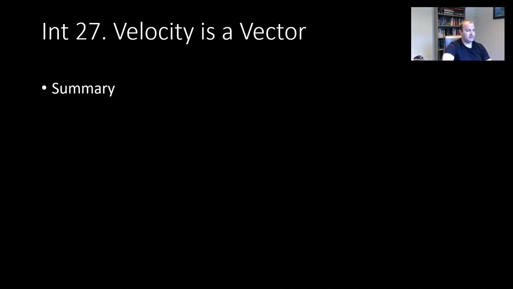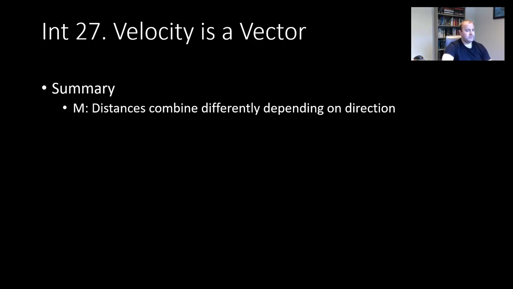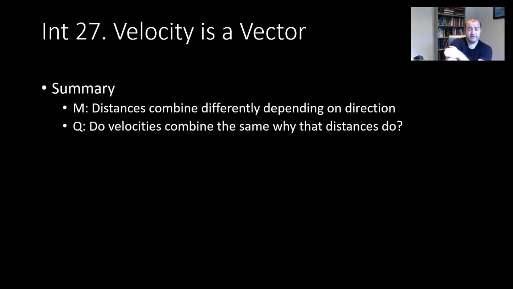Last integration is that velocity is a vector. So basically, distances combine differently depending on direction, meaning that if you take a right turn, the total displacement you've traveled from your starting location depends on how far you turn. If you turn 180 degrees, you're going back the other direction. So if you want to know the total distance you are from your starting point, we call it displacement, it does depend on the directions you move at different times. So the question is, do velocities combine in this way as well?